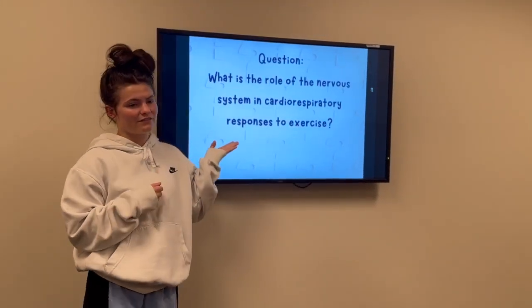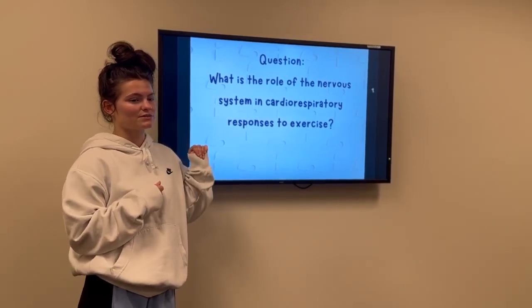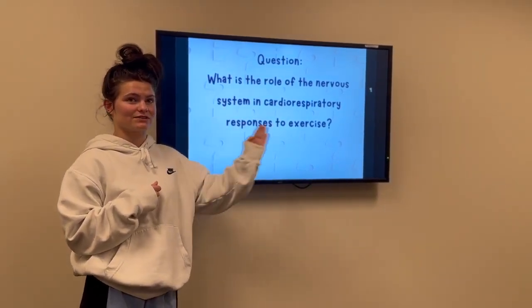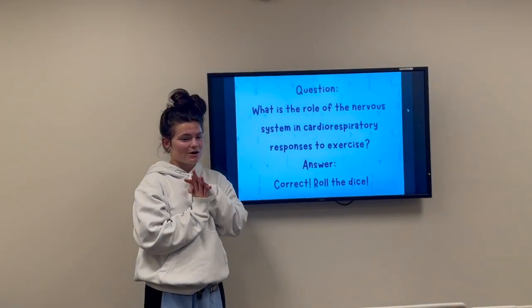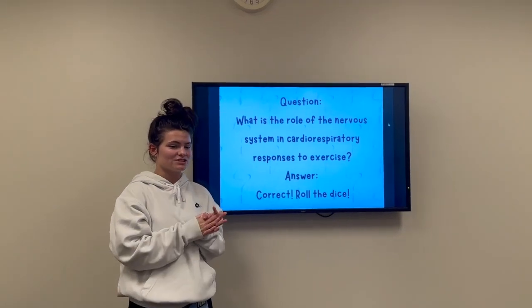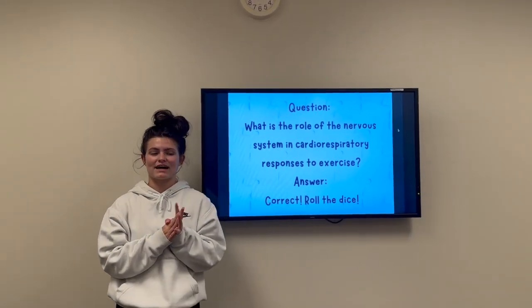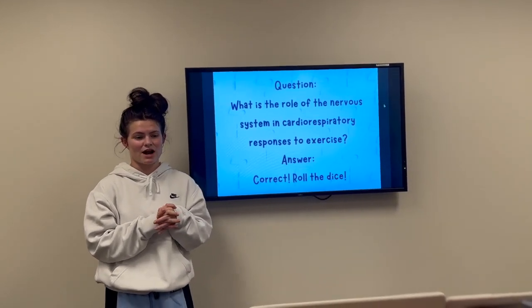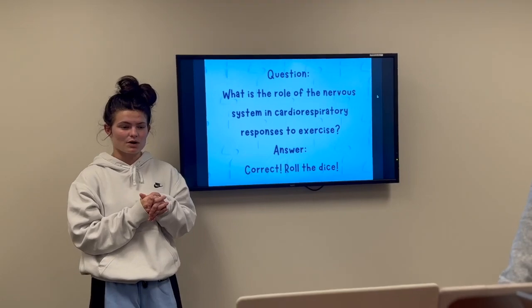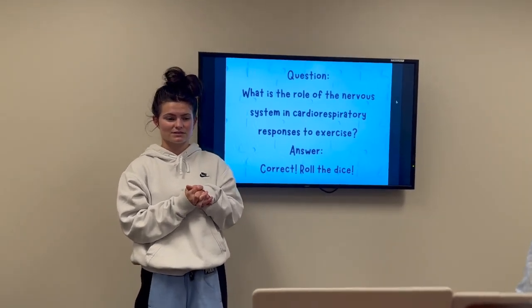What is the role of the nervous system in the cardiorespiratory responses to exercise? The sympathetic nervous system increases heart rate and blood flow, while the parasympathetic system helps slow it down post-exercise, right? Correct! The nervous system helps regulate the heart rate and blood flow to adjust to the body's changing needs during and after exercise. When we're exercising, we need more oxygen to the working muscles to enable a contraction. An increase in blood flow means more O2 being diffused to our muscles. Roll the dice.